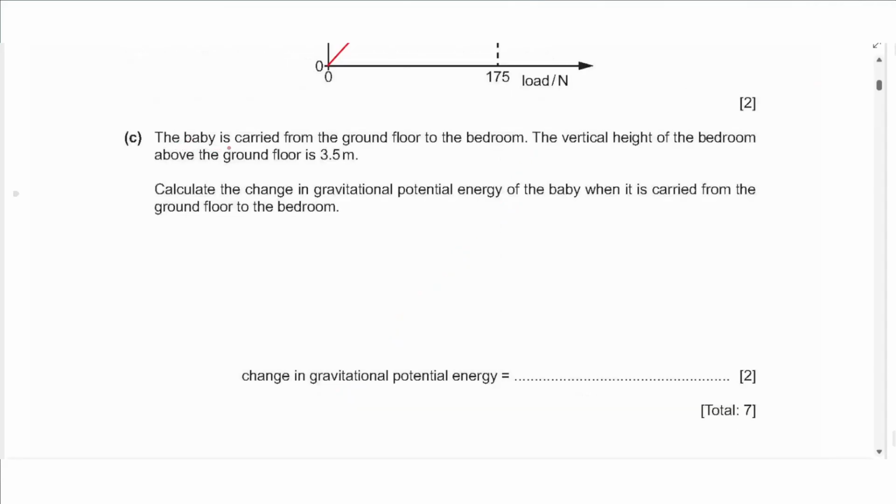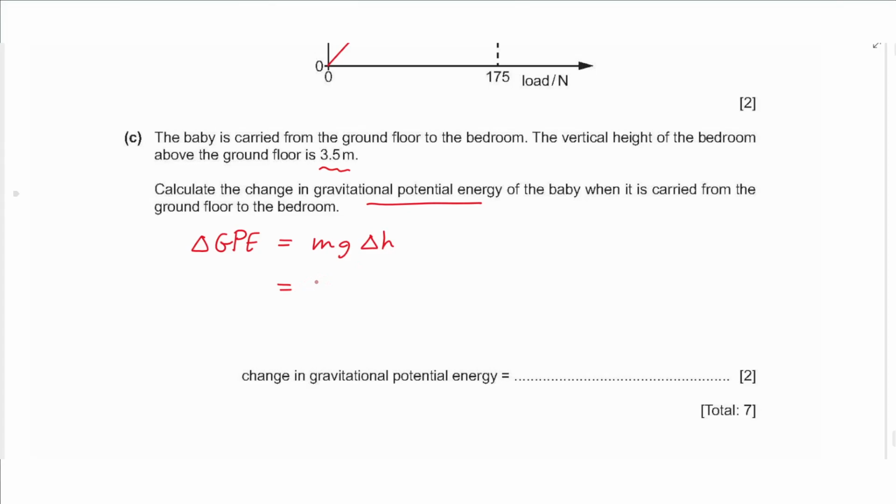Question C says the baby is carried from the ground floor to the bedroom. The vertical height of the bedroom above the ground is 3.5 meters. Calculate the change in gravitational potential energy of the baby when it is carried from the ground floor to the bedroom. So we calculate the change in gravitational potential energy, which is equal to mg delta h.